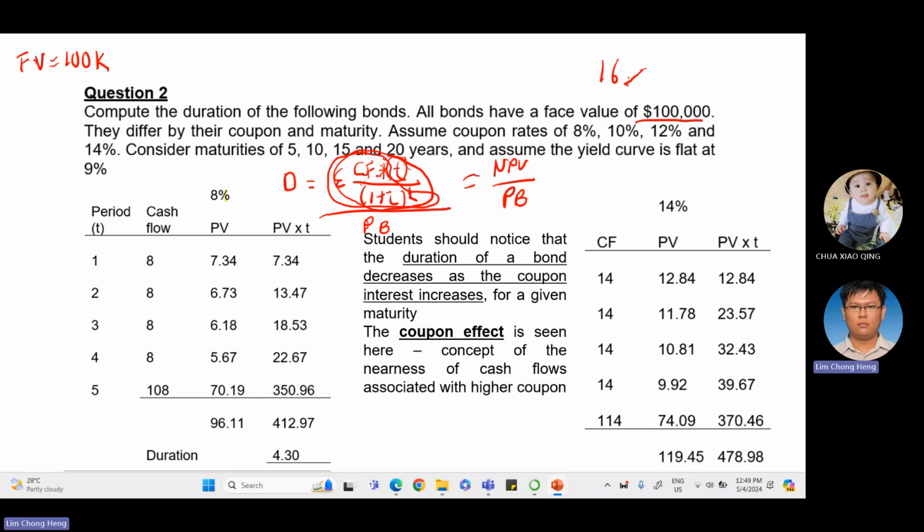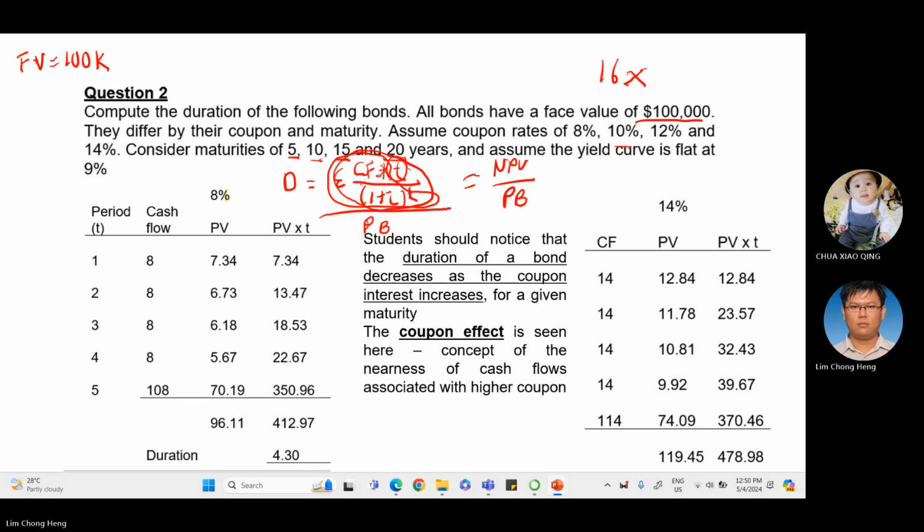You need to calculate 16 times. That means if the coupon rate is 8%, then you need to calculate for maturity 5 years, 10 years, 15 years, and 20 years. So you need to do it 4 times. And then for 10%, you need to calculate 5 years, 10 years, 15 years, and 20 years. Another 4 times. So in total you need to do it 16 times.